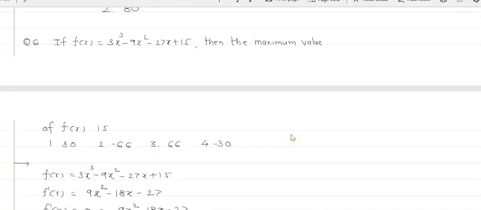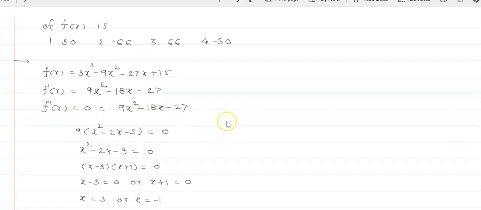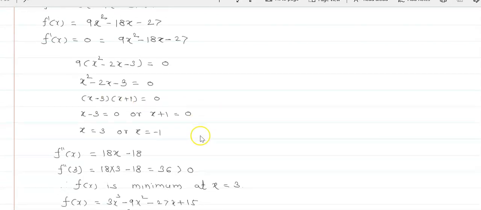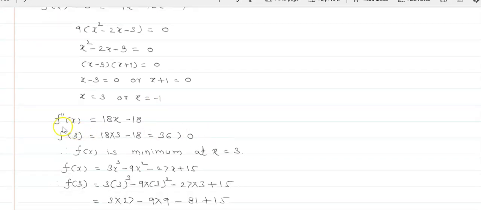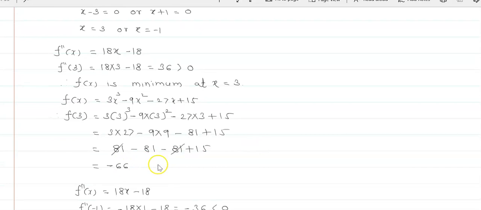The function's maximum value: the derivative of the given function is equal to 0. Factorize it. x equals 3 or x equals minus 1. Second derivative is positive, that is plus 36, so f(x) is minimum at x equals 3. So the minimum value is minus 66.